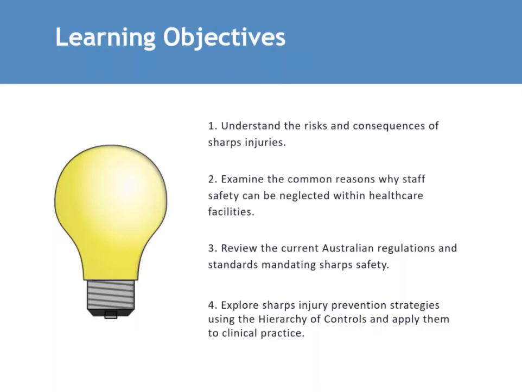Next, to review the current Australian regulations and standards that mandate sharp safety. This information is not normally part of a clinician's reading habits or curriculum, so I hope you will find it interesting and useful. Lastly, to explore sharps injury prevention strategies using the hierarchy of controls and apply them to clinical practice. The tools to make a difference are freely available. We just need to use them.